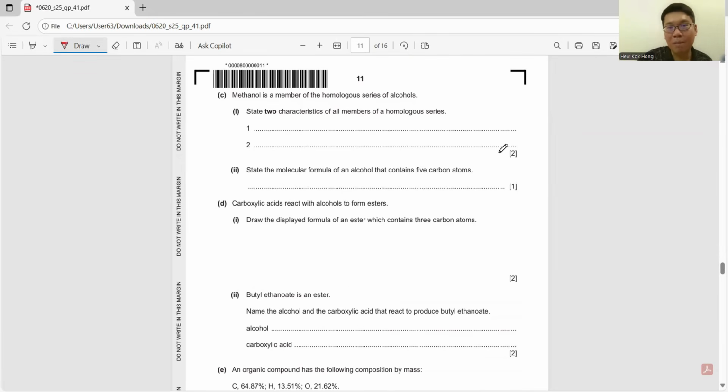Methanol is a member of the homologous series of alcohols. State 2 characteristics of all members of a homologous series. For example, we say carboxylic acid. All carboxylic acids will have the same functional group and also the same general formula.